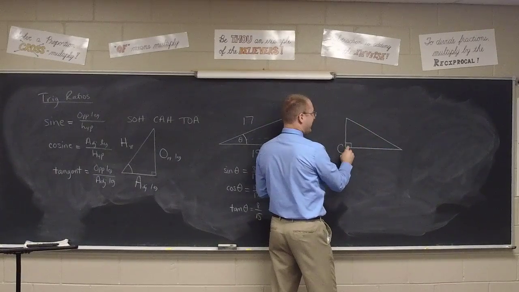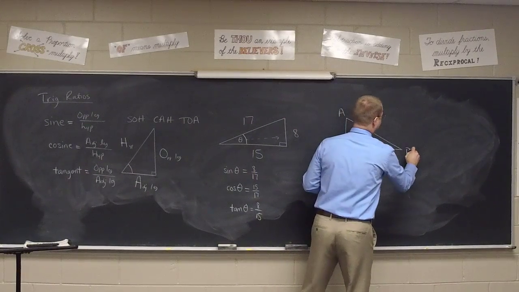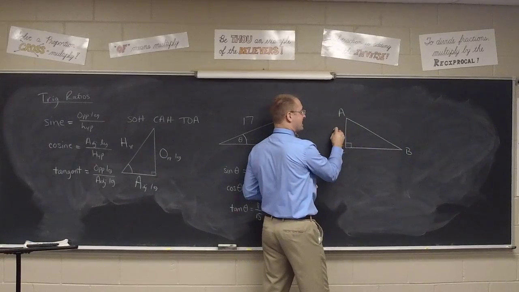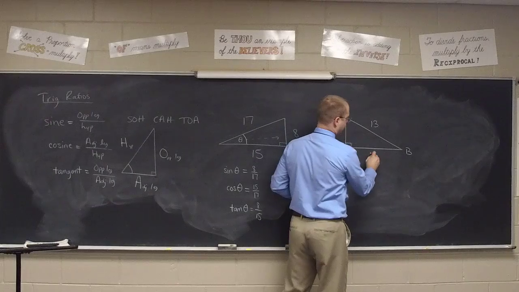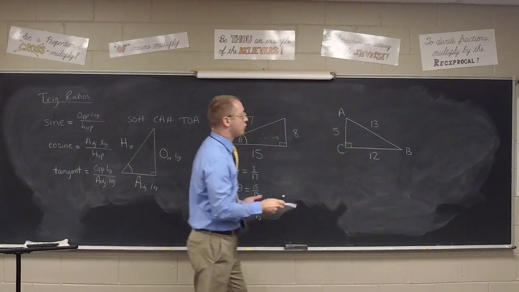And we'll make our right angle C. We'll make the other two angles A and B. Let's suppose that side AC has a length of 5. Let's suppose side AB has a length of 13. And side BC has a length of 12.